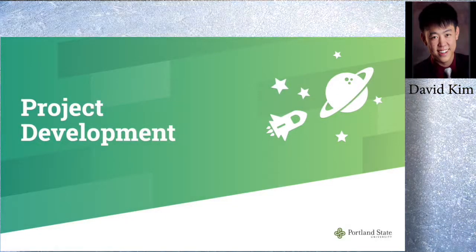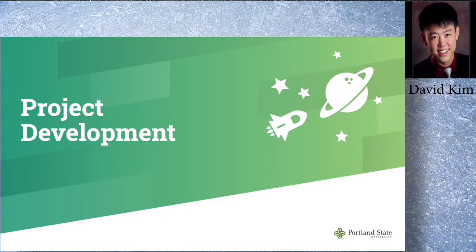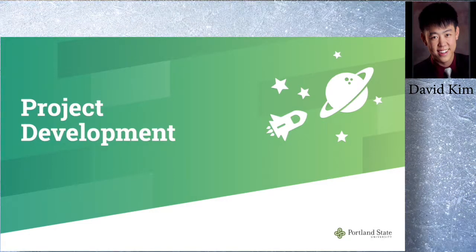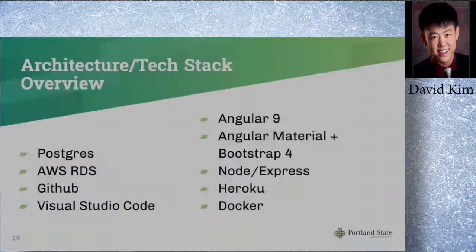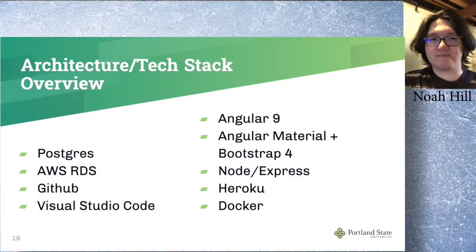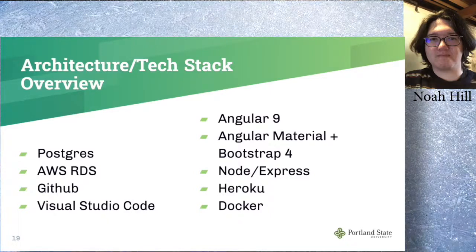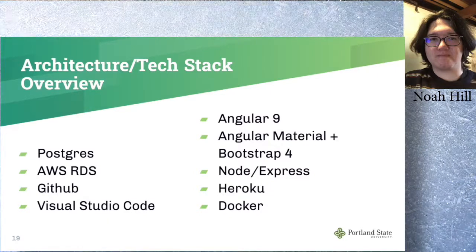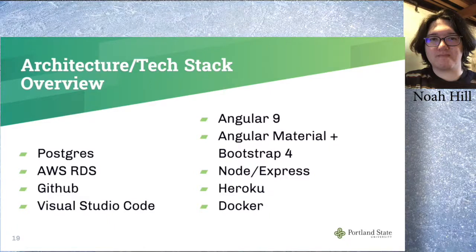As part of our project development, we will discuss in detail our front-end, back-end, and database architectures, as well as our chosen tech stack. These are the technologies we used to create the website. The front end of the website was built using Angular, and we deployed it using Heroku. Angular Material and Bootstrap 4 were used to design the user interface and user experience.